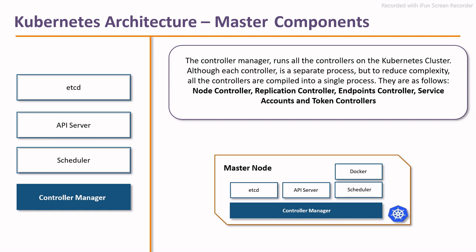Then the node controller that monitors the health of each node and notifies the cluster when nodes come online or become unresponsive. Next is the endpoint controller that connects pods and services to populate the endpoint objects, and the service account and token controller. This allows API access tokens and a default account for new namespaces in the cluster.